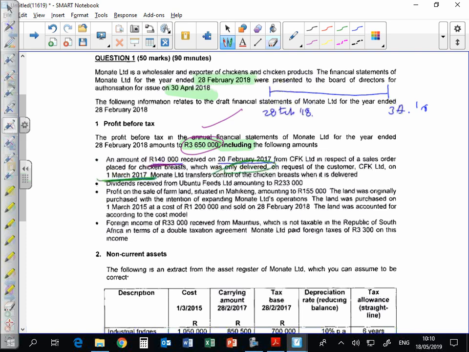Okay, doesn't affect profit before tax. Does it affect our tax calculation? Not directly, no. But we have a contract liability or income received in advance at the end of our previous financial year. Deferred tax. Well done.